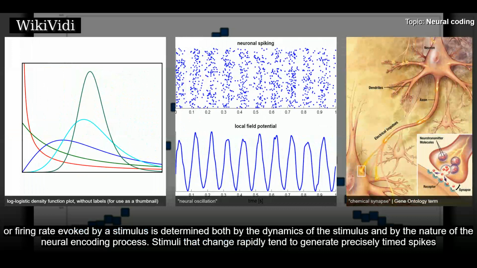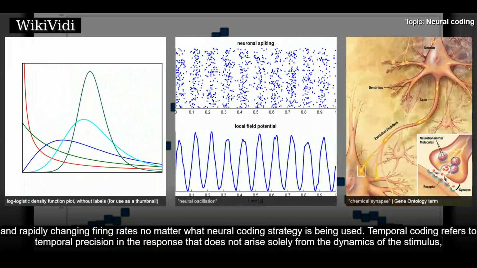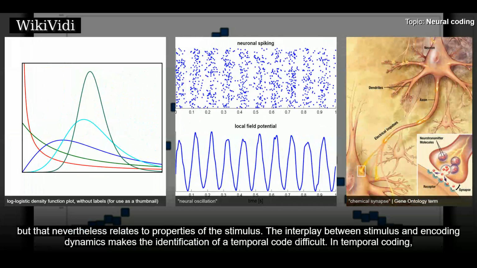Stimuli that change rapidly tend to generate precisely timed spikes, and rapidly changing firing rates, no matter what neural coding strategy is being used. Temporal coding refers to temporal precision in the response that does not arise solely from the dynamics of the stimulus, but that nevertheless relates to properties of the stimulus. The interplay between stimulus and encoding dynamics makes the identification of a temporal code difficult.